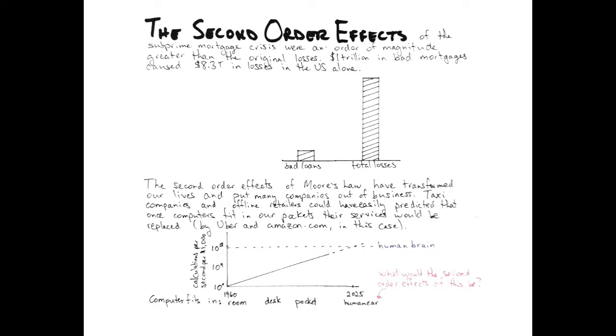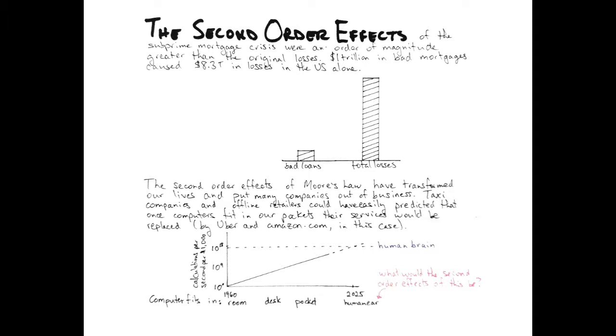You can see 1960s, computers fit in a room. 1970s, they fit on a desk. 2006, they fit in a pocket. By 2025, they'll fit in a human ear. And you can even pause to think, what would the second order effects of this be? How will that affect people who make screens for phones? There's not much need for a screen if it fits in your ear, right? It's just talking to you and you're talking back to it.